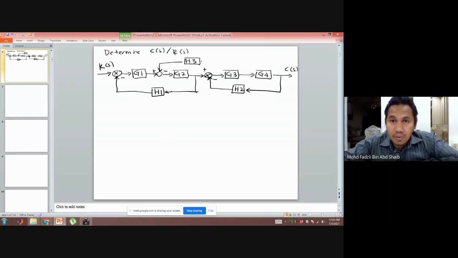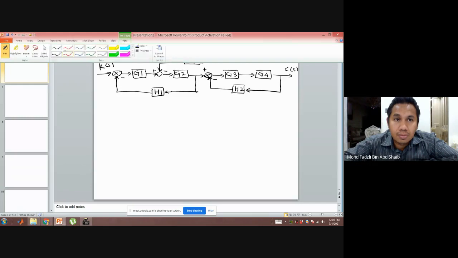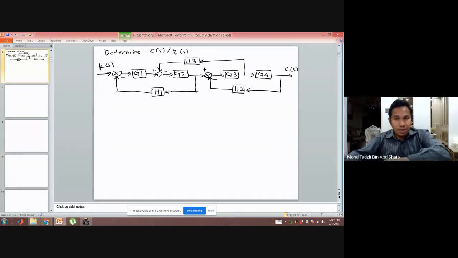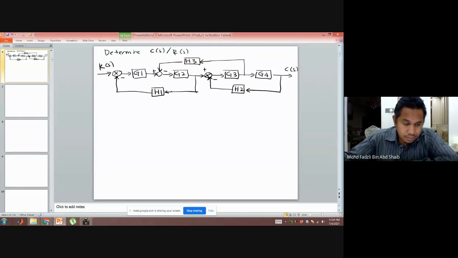Enough. We have one more here. Okay, you try to solve this question. Copy this question first, okay? Determine CS over RS, okay? We have so many loops here.